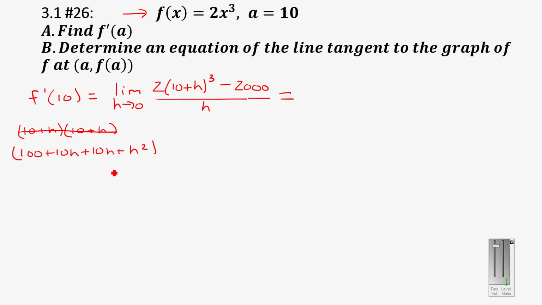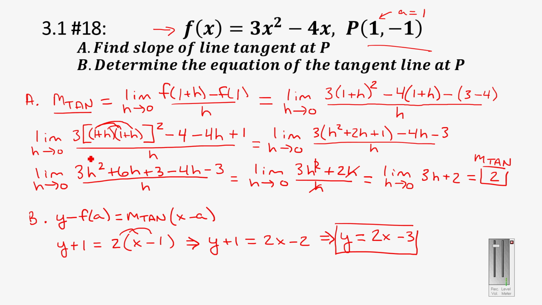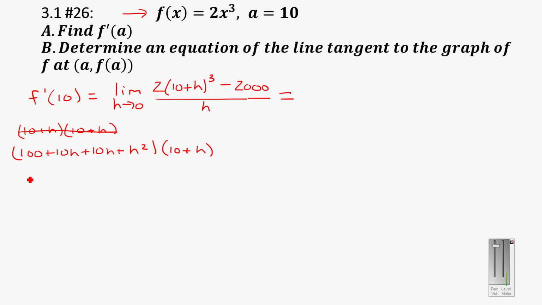Okay, so this is my new value here. And then I would multiply that by 10 plus h to get the cubed. This is the third term I have to deal with now. So 100 times 10 is 1,000. And then I'll do the second term. 10h times 10 is 100h. And then 10h times 10 is 100h. And then 10 times h squared is plus 10h squared.